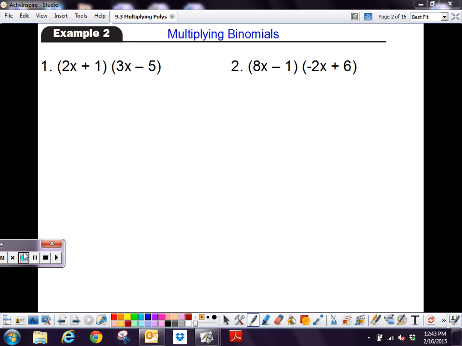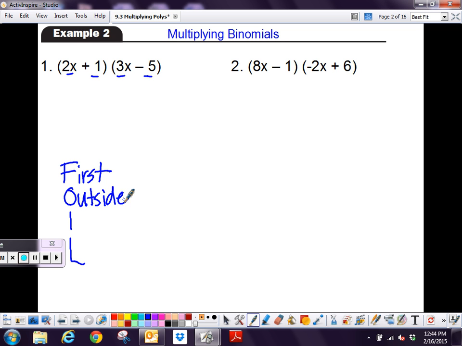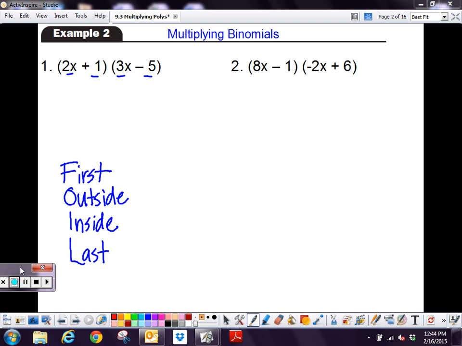Okay, so notice here, we're starting out with a binomial, because we have two terms, times a binomial, two terms. Notice there's not a plus sign in between these, there's not a minus sign, so this means that we're multiplying. The process that we're going to use here is FOIL. F-O-I-L. This stands for the first, the outside, the inside, and the last. I'll show you another process in a little bit, but for right now, this is the process that we're going to use.